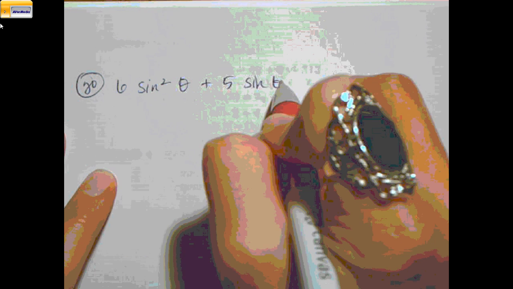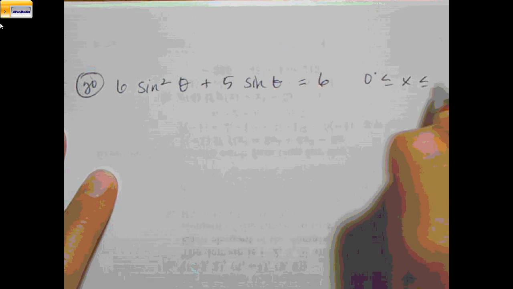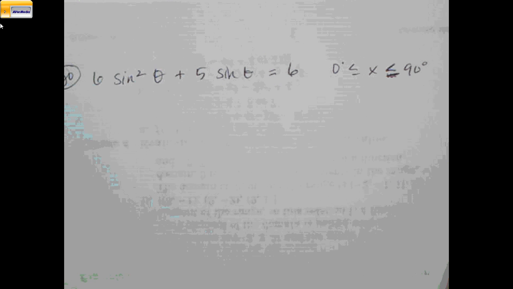Okay, 6 sine squared theta plus 5 sine theta. Let's see if I can do it right. Equals 6. And it's from 0 to 90. Whoops, not equal to. My bad. It does have the equal this time. Thank you. So I did not make that up.